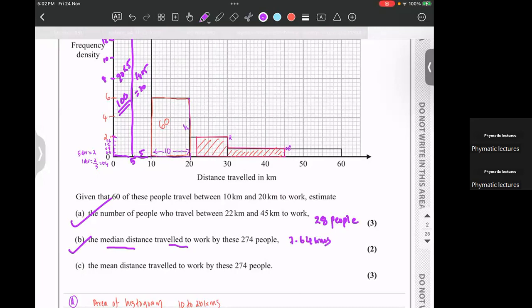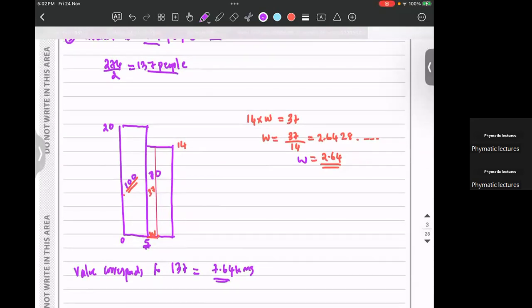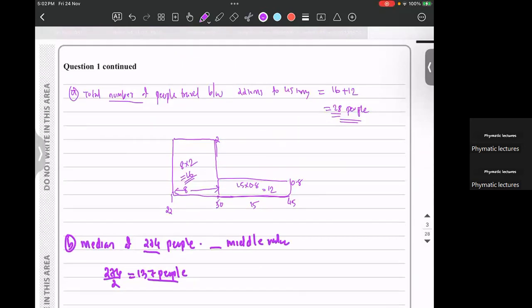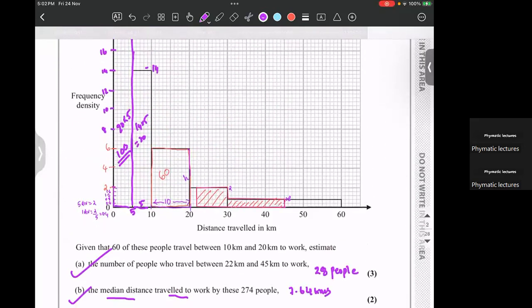Why is it 7.64? Because up to 100, that is 5 kilometers, correct? Our median value corresponds to 137, so it definitely exceeds 5, and 5 plus the width, that width is 2.64. So 5 plus width is that respective value. So 5 plus 2.64, that is how we got 7.64 kilometers. Got it? That is how we do that particular question.